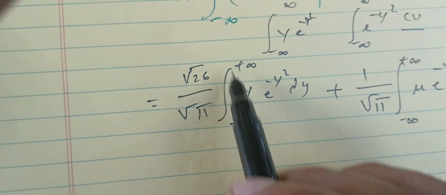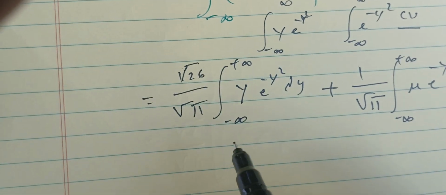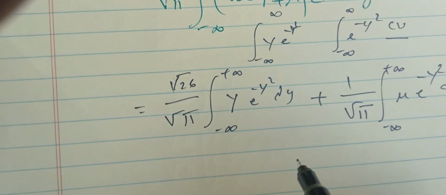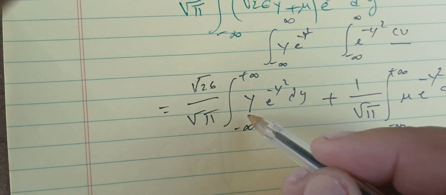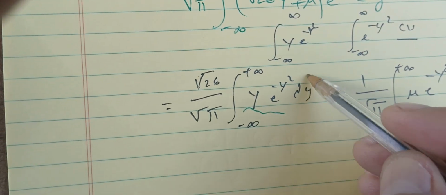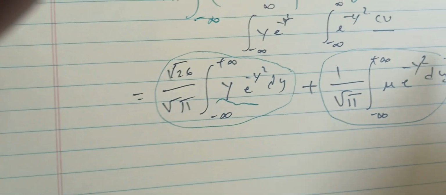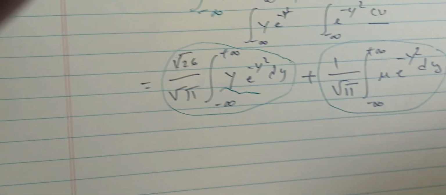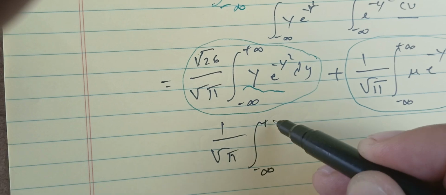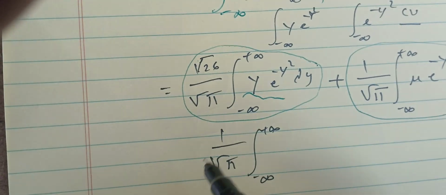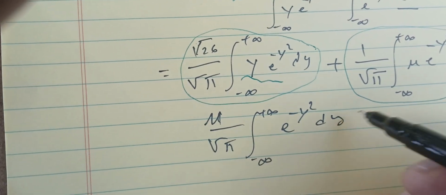Now for this one, this is a first kind improper integral. I can apply the definition and compute it, but I can see clearly that this function here is odd. Therefore, this integral is 0. So I'm left with this one here. Here I have 1 over square root of pi, the integral between minus infinity and plus infinity of, I'll take the mu outside, mu e to minus y squared dy.